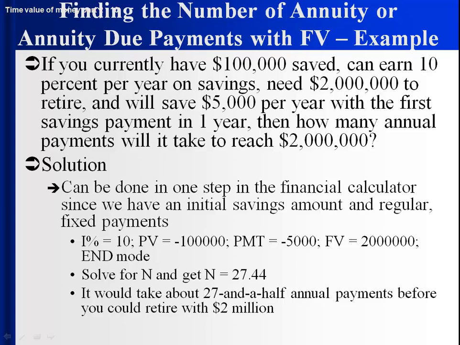Well, we can do it in one step in the financial calculator because the 100,000 is there at time 0. So PV is the opposite of that. Notice that even though we have the 100,000, PV is negative, or you can think of it as putting in 100,000, which is a good thing for retirement, at time 0. And then every year we're going to put in 5,000. We can earn 10%, and the first payment is in 1 year, so we want to be in end mode. Our goal is 2 million. How many of those payments of 5,000 do we need to make? 27.44. Put in 27.44 payments, and we'll retire with $2 million.